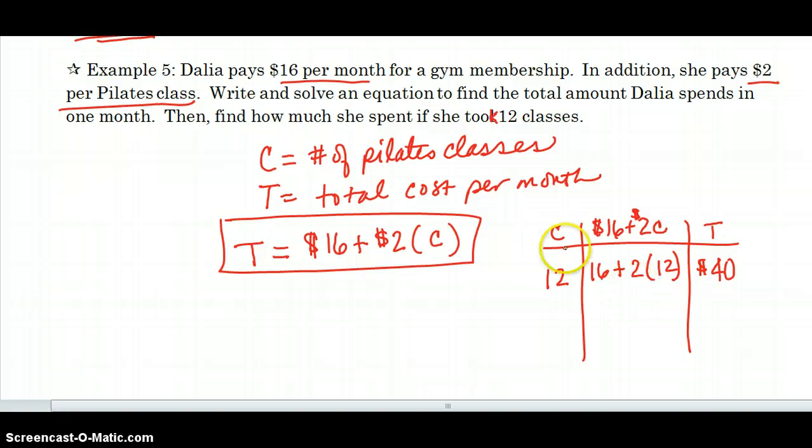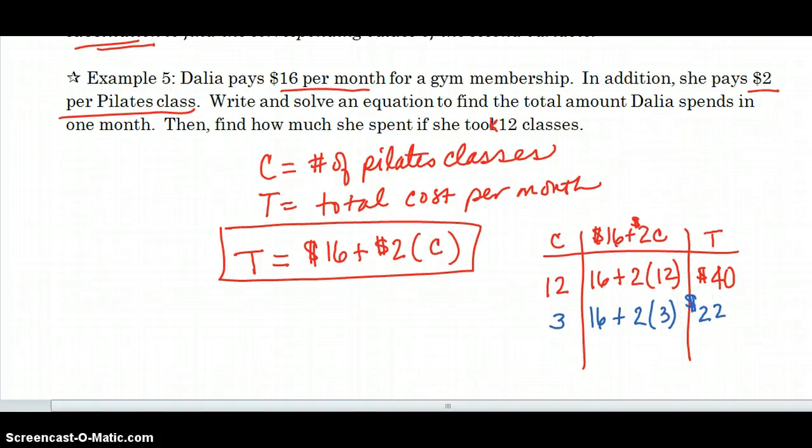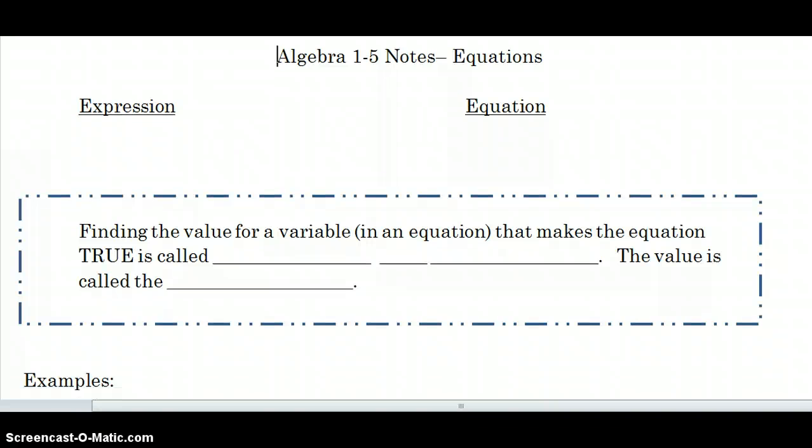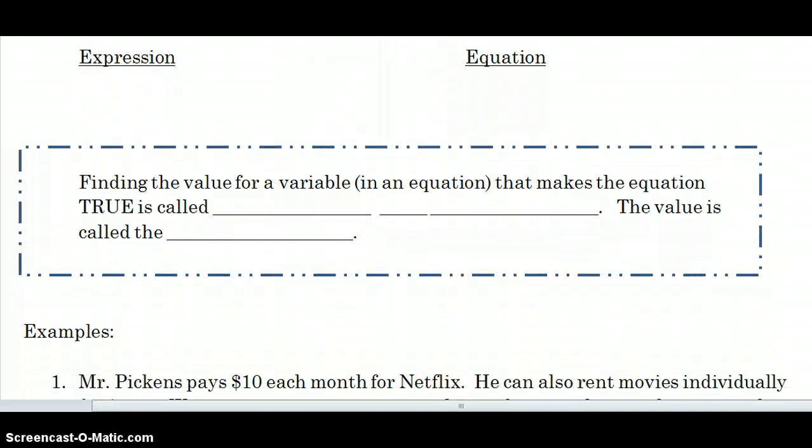So I didn't really need a table because they didn't give me a lot of options here, but let's check it just on our own, let's say what if she took 3 classes, then it's going to be 16 plus 2 times 3, and 16 plus 6 would give us $22. So that's how you would use a table to show our different total costs depending on the number of classes that she takes. Okay, if you flip on over to the next page, we're going to compare expressions with equations.